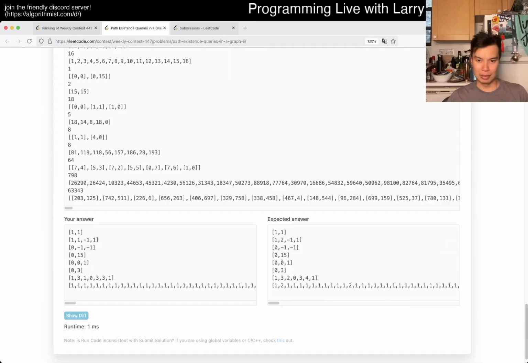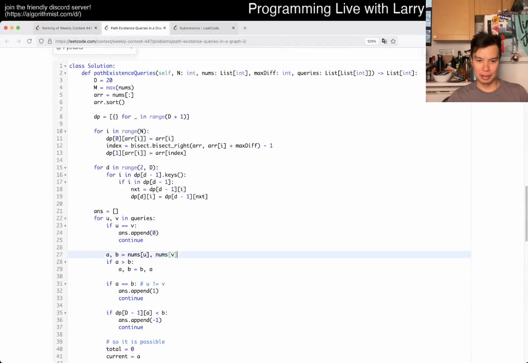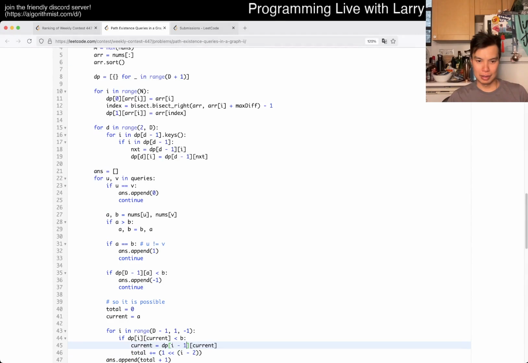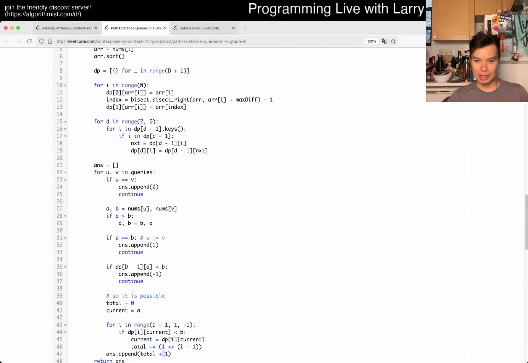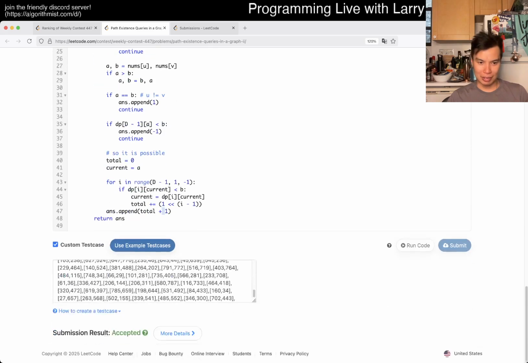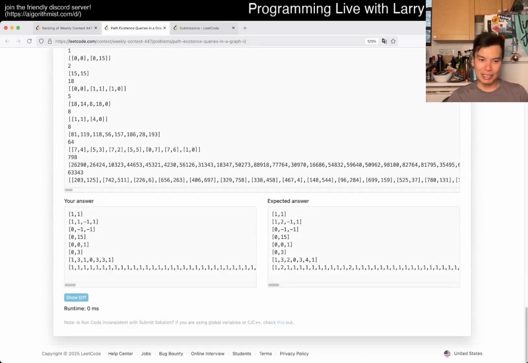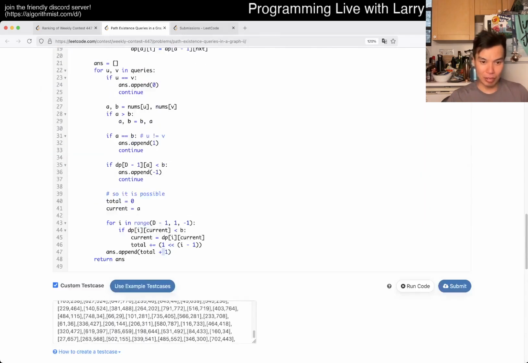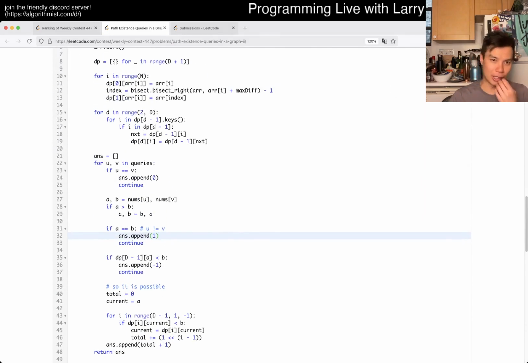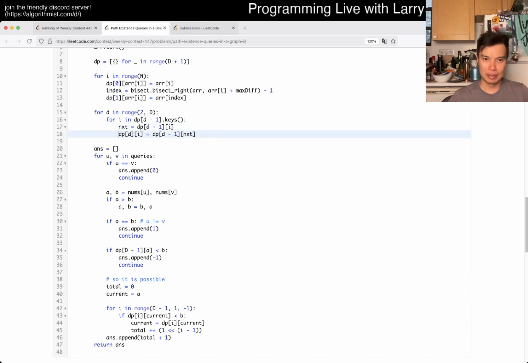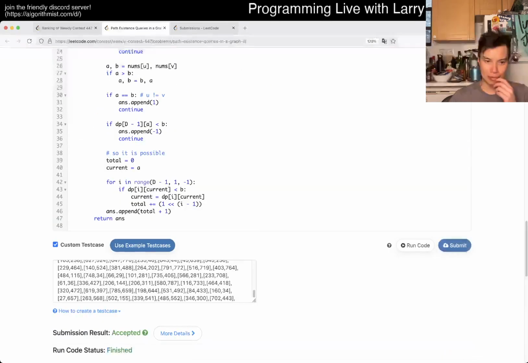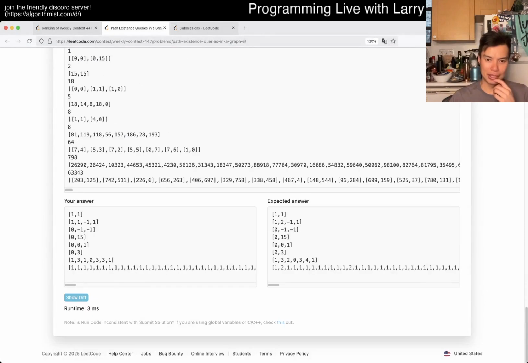Okay, fine. But wait, why is this now not working again? See, I can't even tell why this is wrong versus the one that's right. So that's why it doesn't feel like I'm understanding it. Oh, I guess we don't need this if statement anymore, but that shouldn't have changed the answer.